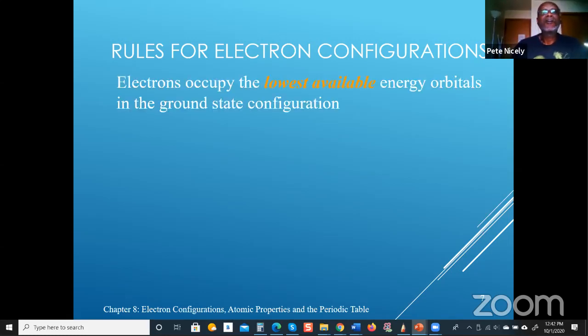all right? So the first thing you want to mention here is that electrons will occupy the lowest available energy orbitals in the ground state configuration. If you remember, we said earlier, the ground state, generally speaking, is the most stable or lowest energy state. So therefore, when we're talking about the ground state configuration, we're talking about a situation where the electrons will occupy the lowest available energy orbitals in that configuration, all right?